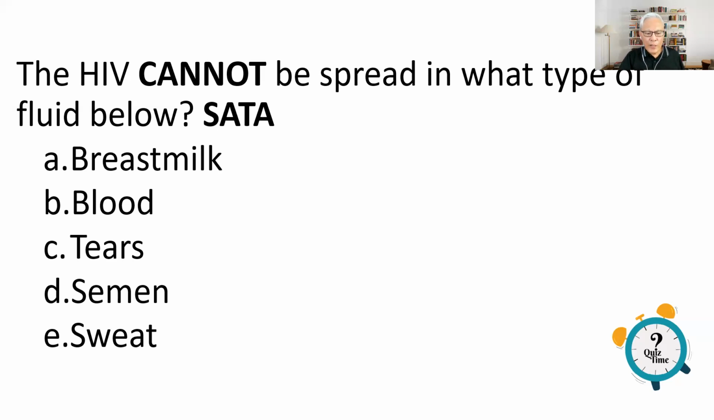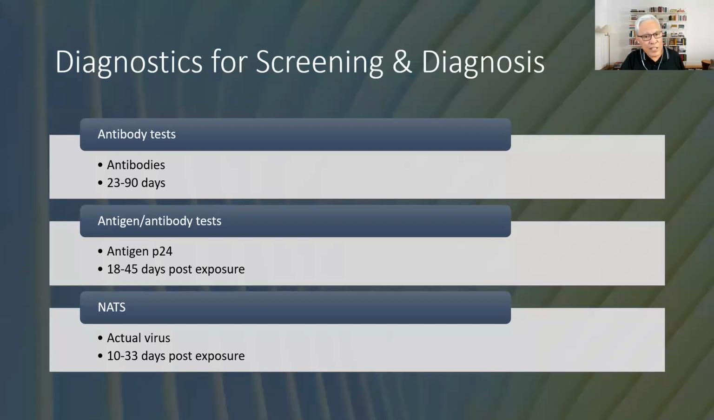Okay, so the answers are C and E. HIV cannot spread to tears or to sweat unless, of course, it's contaminated with blood, which rarely occurs. So HIV is primarily transmitted through body fluids, that is, like breast milk, blood, obviously semen, and also vaginal fluid. Okay, so let's go now to the diagnostic staging of HIV and AIDS.